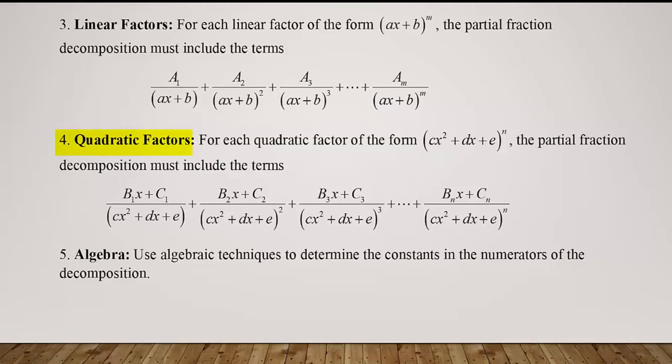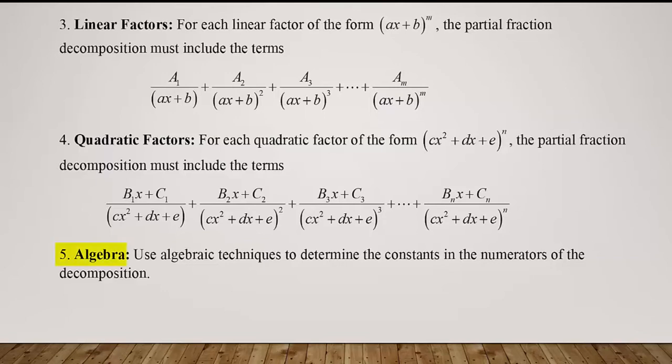And I'm not going to read through all of that. The only thing I'm going to point out is that for the quadratic factors, the denominator's a quadratic, the numerator will be linear, which is why I have it as b sub 1 x plus c sub 1, etc., because that is linear.